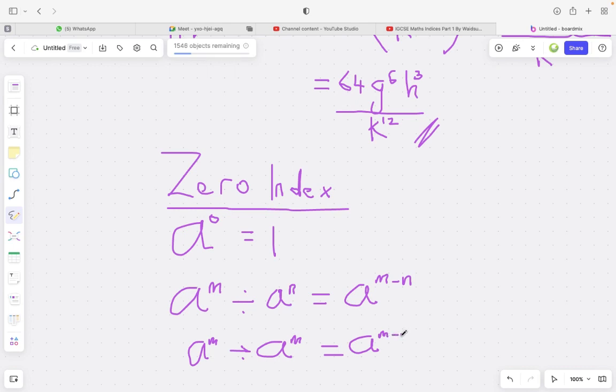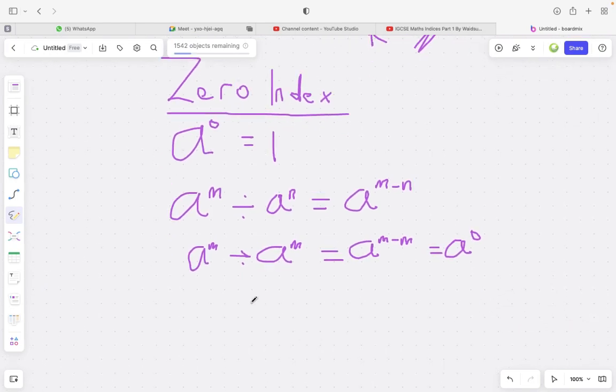And you know m minus m is equal to 0, right? Same number, you minus them, you get 0. So this will give us a to the power of 0. Any application where you get power 0 is called zero index. So ordinarily, a to the power of m over another a to the power of m will simply give you 1.